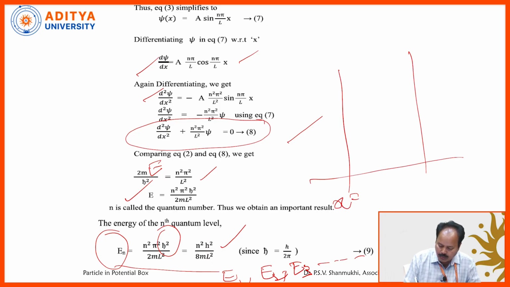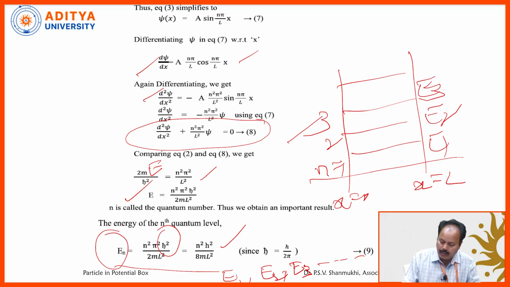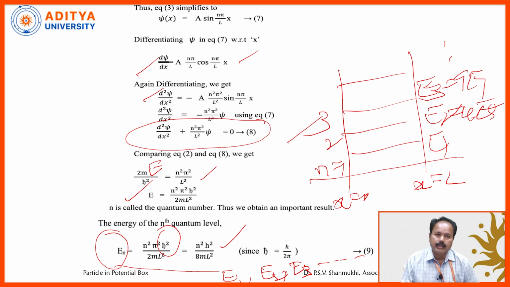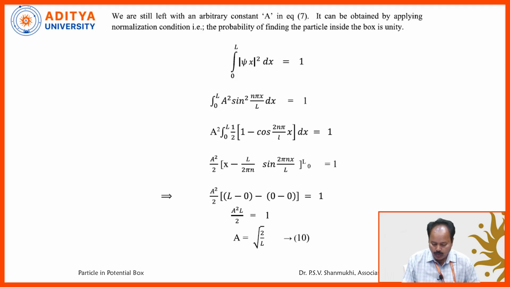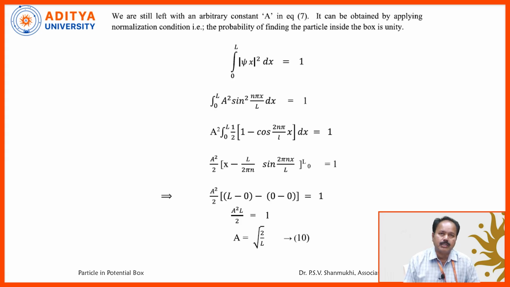Say this is x is equal to 0, x is equal to L. Different energy values, let us take n is equal to 1, 2, 3 and so on. We get E1, E2, E3 and so on. So E2 is equal to 4 E1, E3 is equal to 9 E1 and so on. Anyhow, energy is discrete and quantized. So E1, E2, E3 are called the discrete energy values. They are called eigenvalues. Now, I want to determine this capital A. For that, let us use the normalization condition.